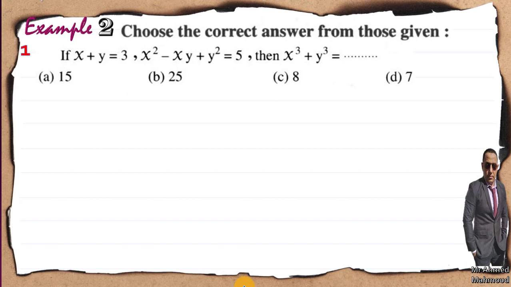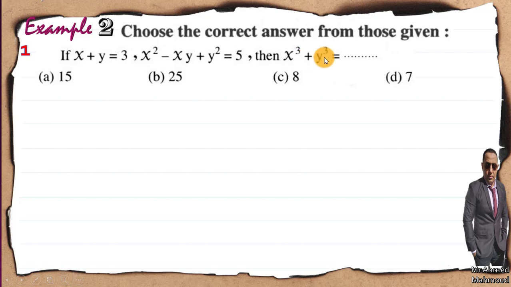Choose the correct answers. Number 1: x plus y equals 3, and x power of 2 minus xy plus y power of 2 equals 5. Find x power of 3 plus y power of 3. We took an example like this in the last lesson. I said before that he will give me three expressions, and one of them can be factorized or expanded. Which one of the three expressions can be factorized? Of course, it's x power of 3 plus y power of 3.